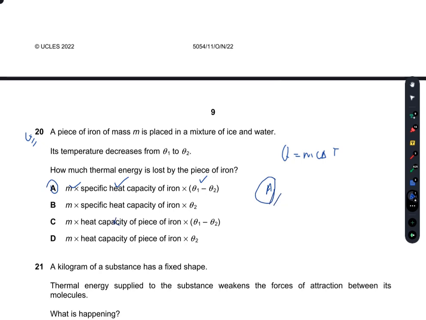It is not the heat capacity, because heat capacity is simply Q is equal to mc. So that will not satisfy the change in temperature. So C and D are incorrect.